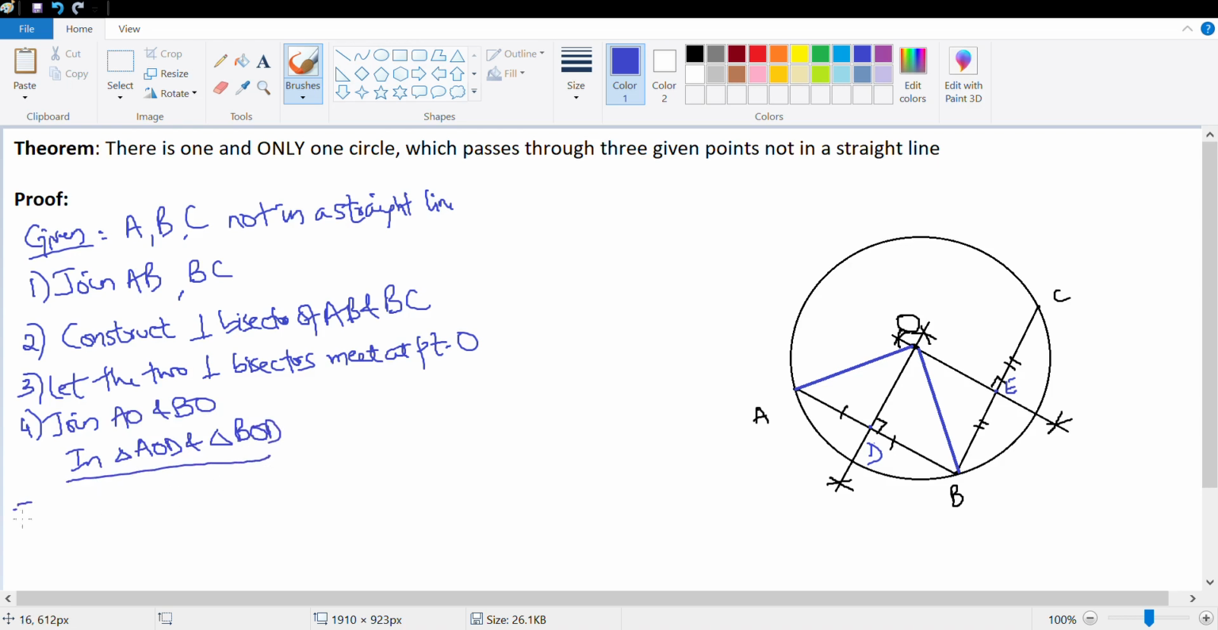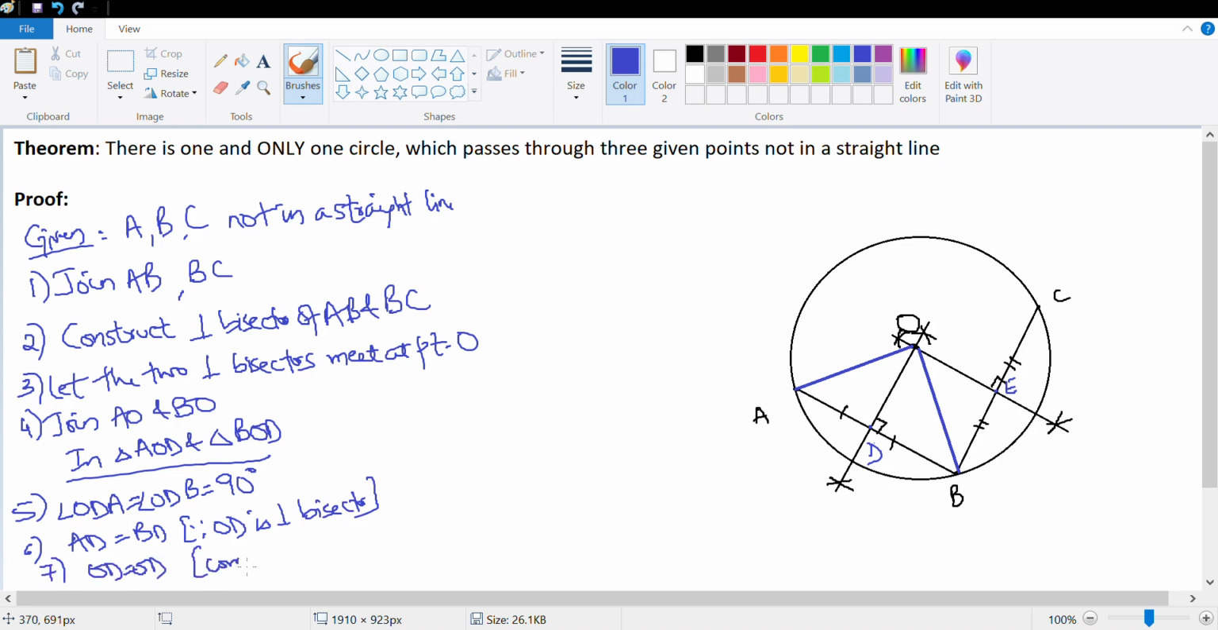Number 1, angle ODA is equal to angle ODB is equal to 90 degrees. Yes, this is by construction. Number 2, AD is equal to BD, since OD is the perpendicular bisector. And the next point would be OD is equal to OD, which is the common side.